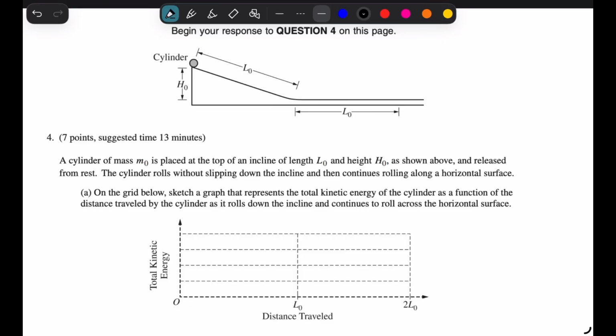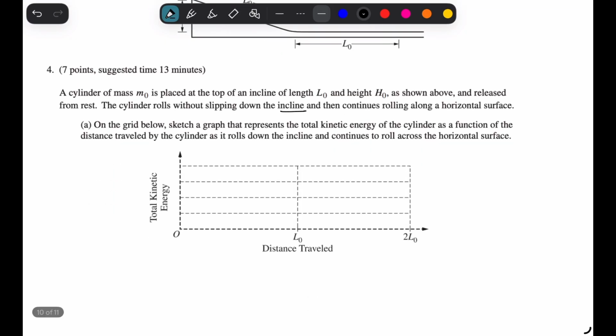Question 4. A cylinder of mass m initial is placed at the top of an incline of length L initial and a height of h initial as shown above, and released from rest. The cylinder rolls without slipping down the incline and continues rolling across a horizontal surface. On the grid below, sketch a graph that represents the total kinetic energy of the cylinder as a function of the distance traveled by the cylinder as it rolls down the incline and continues to roll across the surface.